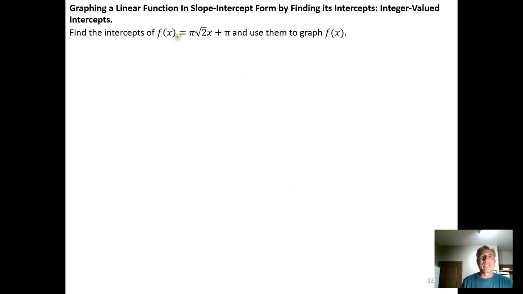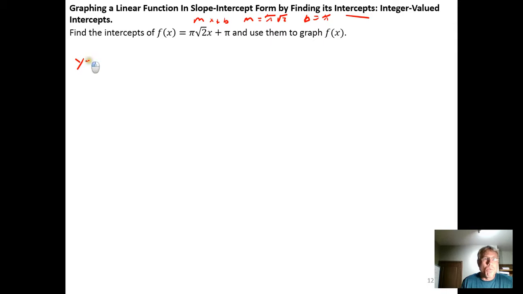So here I have a linear function in slope-intercept form. It has the form mx plus b. So in this case the m is equal to pi times the square root of 2. That's just a number, an irrational number. And the b is equal to pi. So it's still a linear function in slope-intercept form. It just doesn't have nice integer or rational number coefficients. But the concept of graphing it by finding the intercepts is the same.